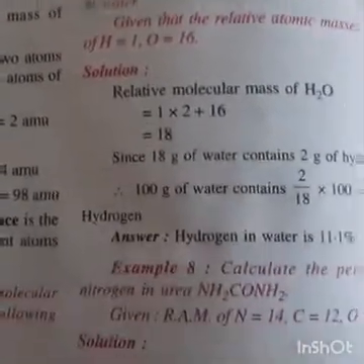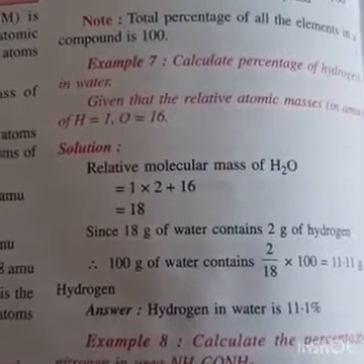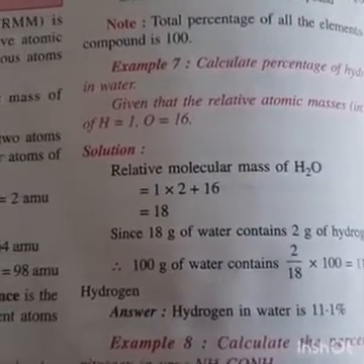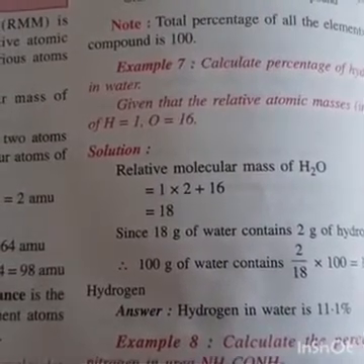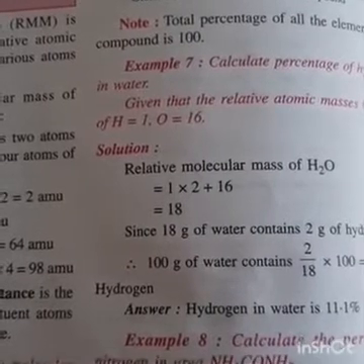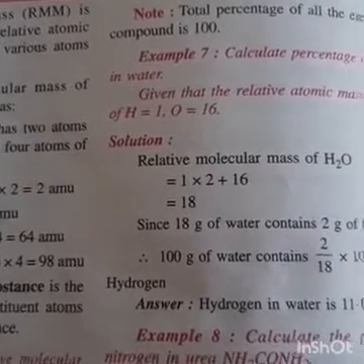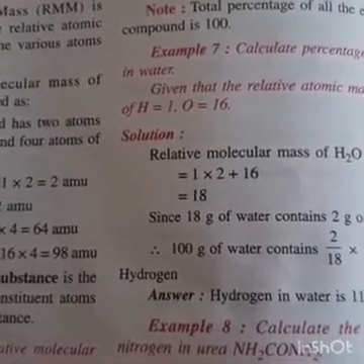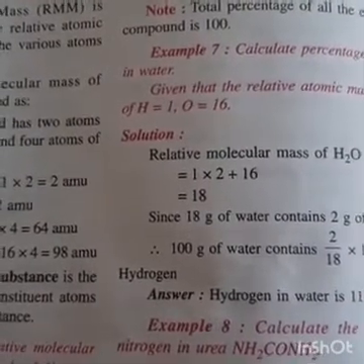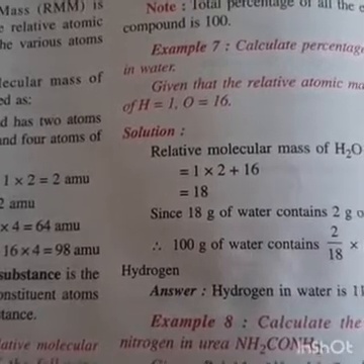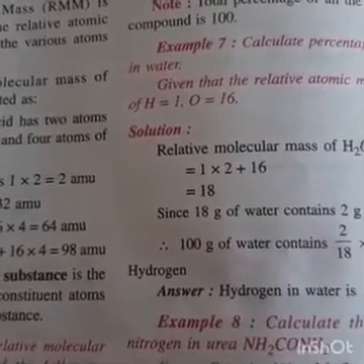For example, here one case is given. Calculate the percentage of hydrogen in water. First I need to find the relative molecular mass of water. Water is made up of H2O. Its relative molecular mass is 18.